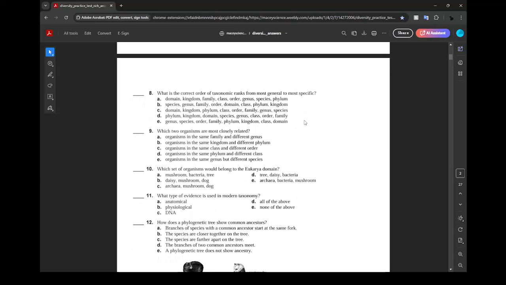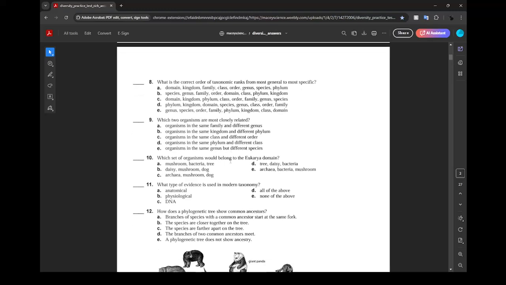Which of the two organisms are closely related? So with your answer from this question, we're going to go ahead and crack the code. Let's see, what is the closest? This one is the closest, because genus is very specific: organisms in the same genus but different species. Phylum was right here, class was right here, kingdom was all the way up there, family is down here, so we can tell that genus is the most specific right there.